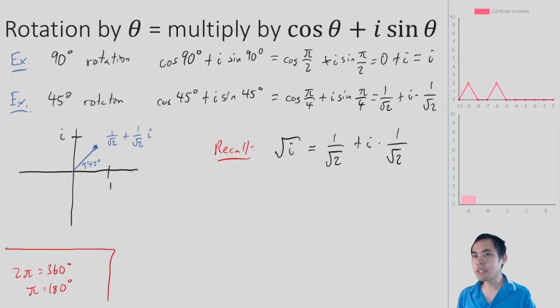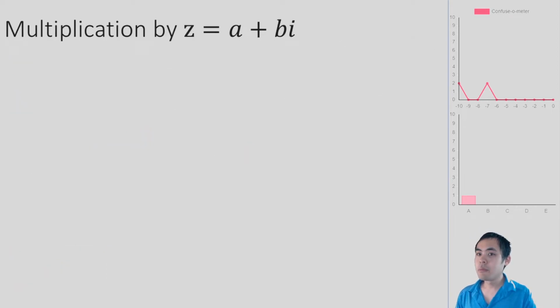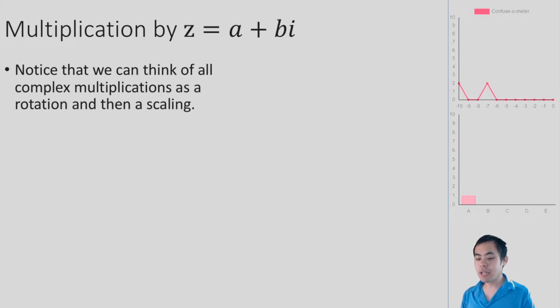So a lot of this should be stuff that you've seen vaguely before, like complex numbers are something you learn in pre-calc, but you don't always necessarily go into it in this much detail. Okay, but now note that we have some complex numbers that we can think about as rotations, and other numbers that we can think about as scalings. And it turns out we can, like with matrix transformations, think of all complex multiplications as a rotation and then a scaling.